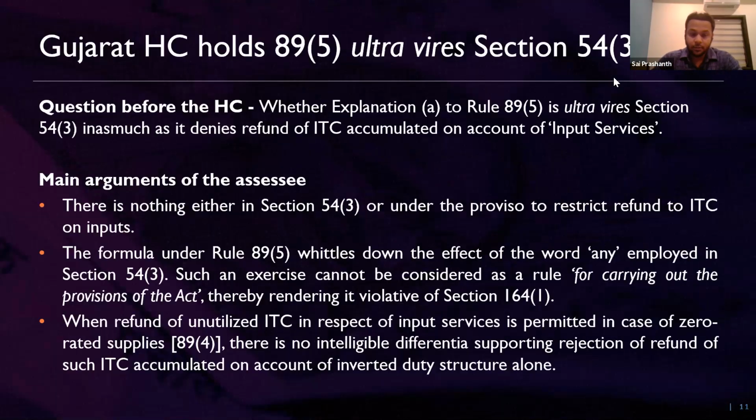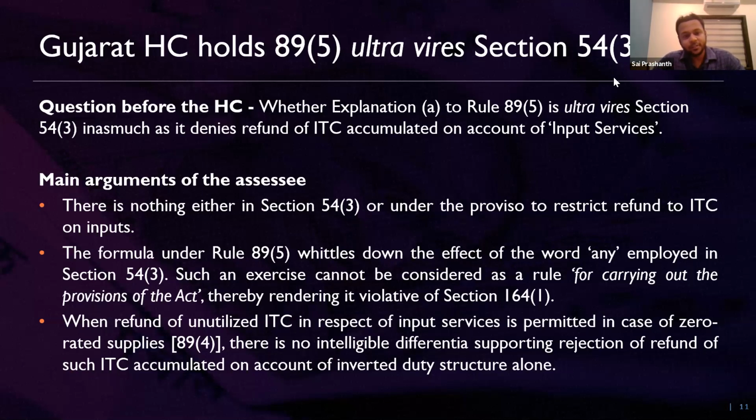What was the question before the High Court? Whether the explanation to Rule 89.5 is ultra vires section 54.3 inasmuch as it denies the refund of ITC accumulated on account of input services. This explanation basically defines what net ITC was, and the amendment said input services not eligible, which we saw a little while ago. The main arguments for the assessee were as follows.